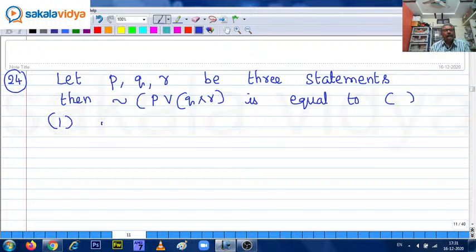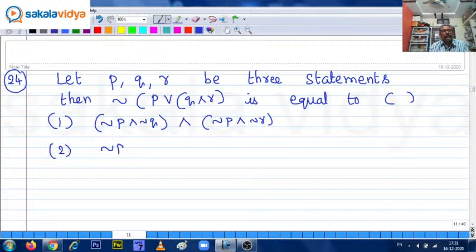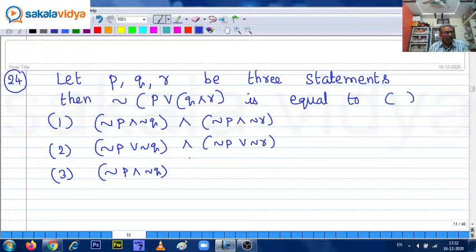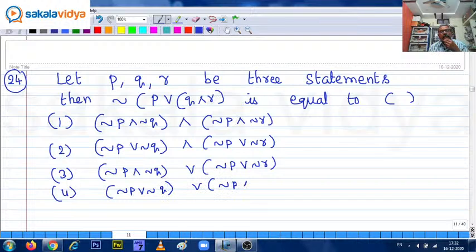First option, negation P and negation Q, and negation P and negation R. Second one, negation P or negation Q, and negation P or negation R. Third option, negation P and negation Q, or negation P and negation R. Fourth option, negation P or negation Q, or negation P and negation R.